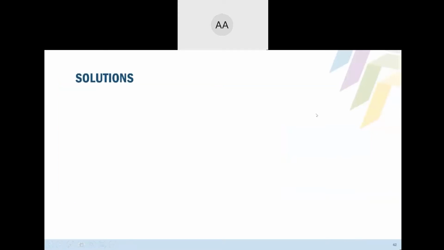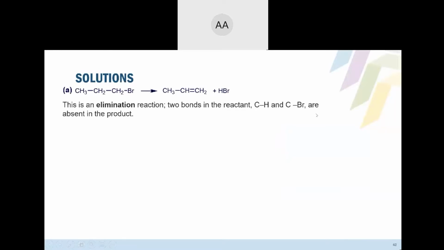So, A, it is in fact an elimination reaction. If you look very carefully at the starting molecule, you have a functional group of bromine attached, and at the end of the reaction, you have hydrogen bromide produced. So, 2 bonds in the reactant, the carbon hydrogen and the carbon bromine, are absent in the product.